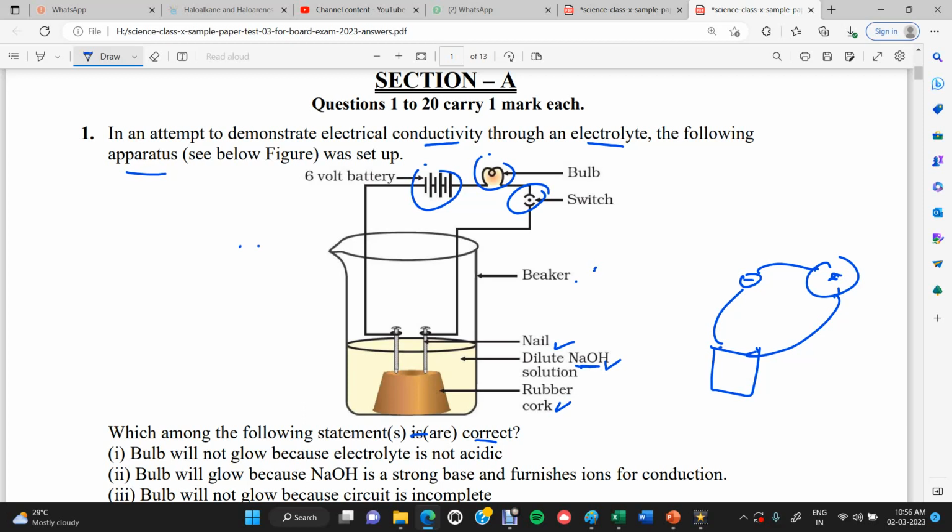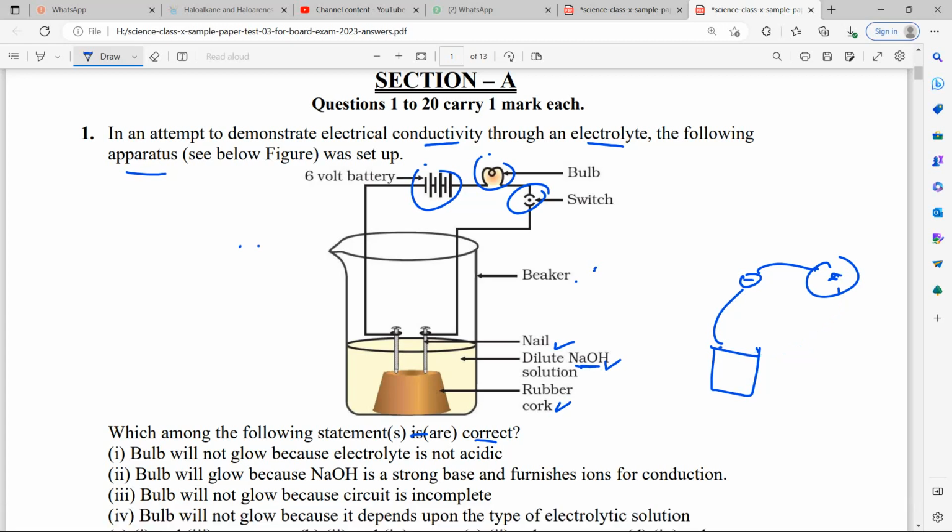Now the same setup is given here, but apart from the switch, they have added one more thing, the whole setup here. The current will come over here, and if there is any conduction, it will pass through that and the circuit will be closed. If there is no conduction, the current will not flow.